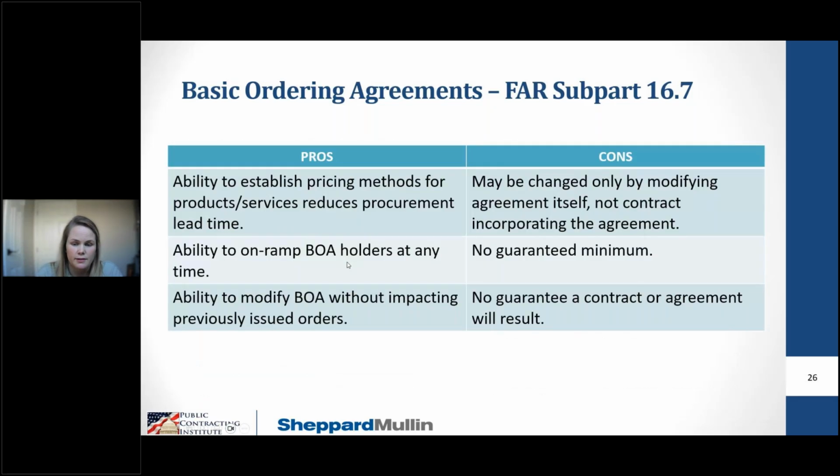Pros and cons of the BOAs are very similar to BAs. They do help with negotiation lead time because a lot of the terms are already agreed upon. Primary con, again, is there's no guaranteed minimum, no guarantee you actually receive a contract, and to change those pre-negotiated terms, you actually have to modify the BOA, not just the negotiated modifications.